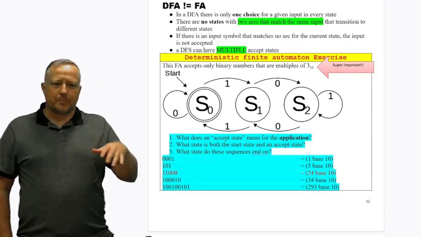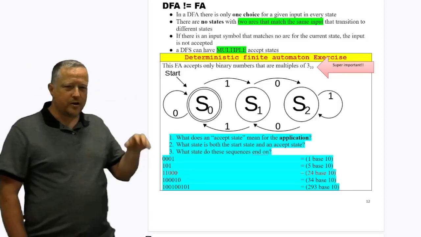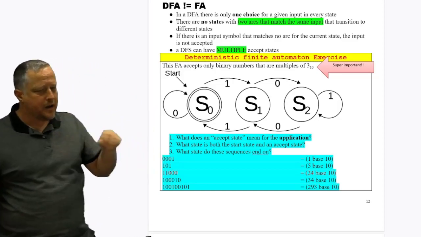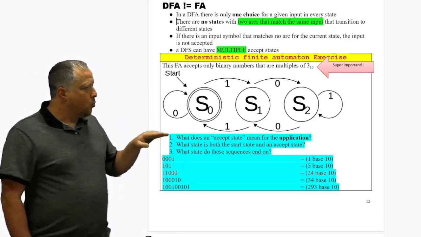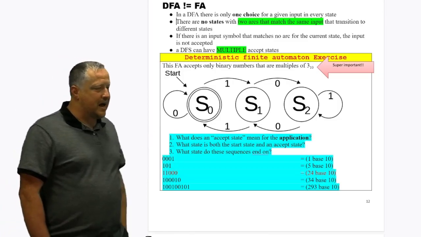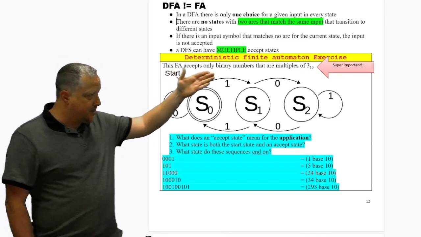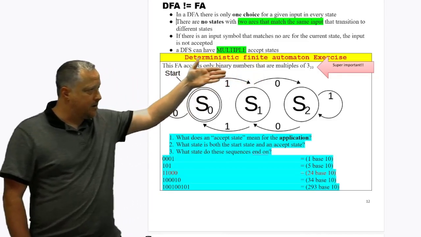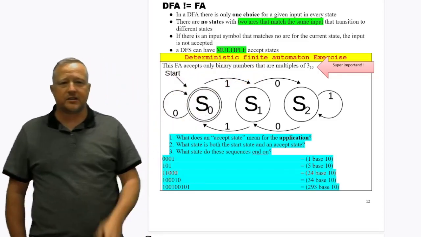So I'm going to break this up into a little bit of this with a green screen, and then we'll go back to the light board here in a minute. But let me answer 1 and 2. What does an accept state mean for the application? The application is, again, the important part. It only accepts binary numbers that are multiples of 3 in base 10.